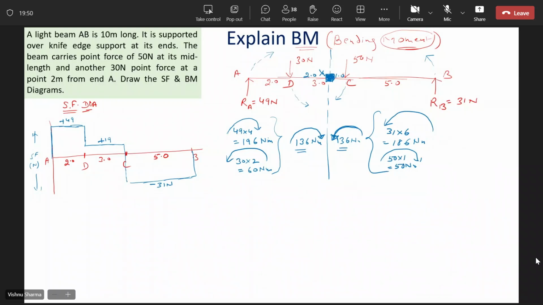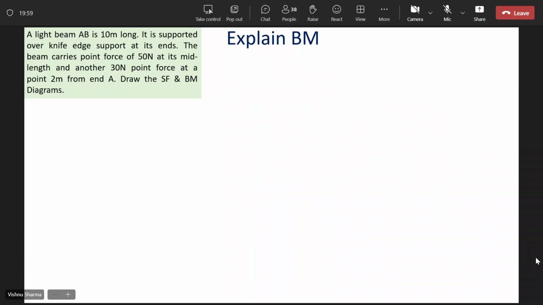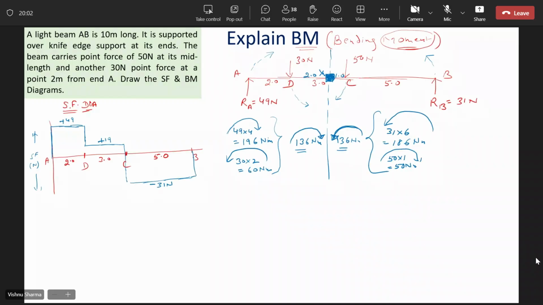Again, there's a problem with the signs. We had an upward-downward problem yesterday. If I ask the class what is the bending moment at X, some will go from left to right, some will go from right to left, and those who go from left to right will immediately answer me 136 Newton meter clockwise. Those who come from right to left will again say 136 Newton meter, but they'll say anti-clockwise. So there will be an anomaly as far as direction is concerned. The numerical value would be the same.